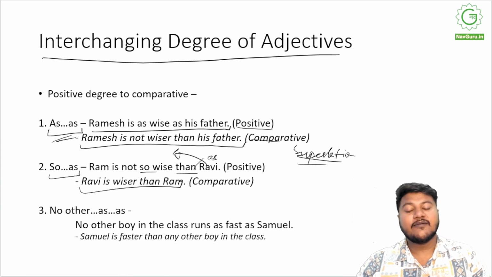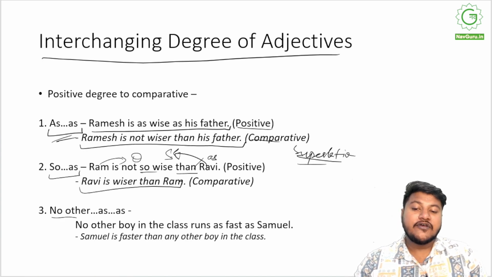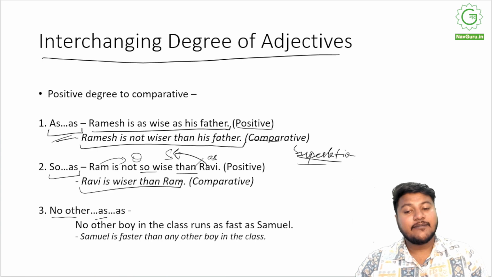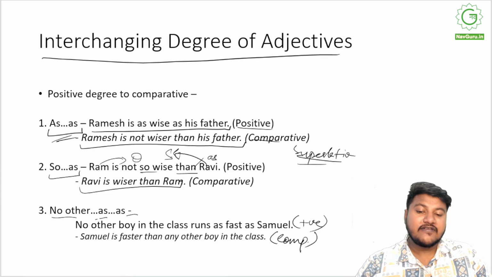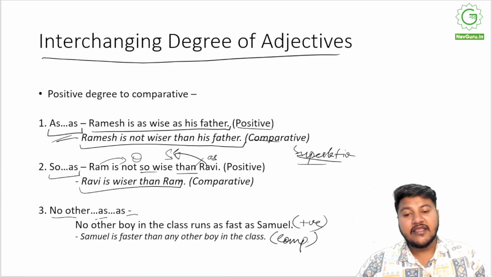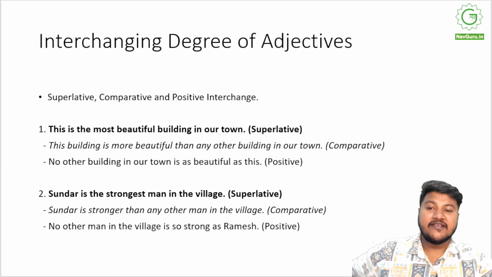This Ravi becomes the subject, Ram becomes the object, right? And no other, as, as. No other boy in the class runs as fast as Samuel. So this is the positive degree, and Samuel is faster than any other boy in the class. This is the comparative degree, right? So this is how you change it. You use the comparative degree and you remove the as, so than, or no other as, all right? So replace that.